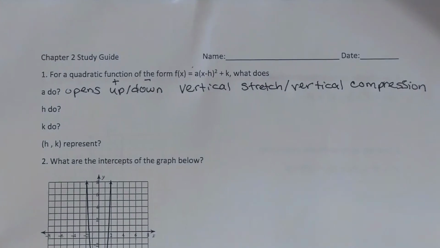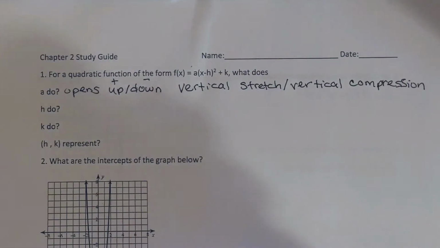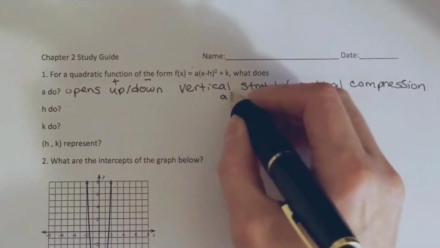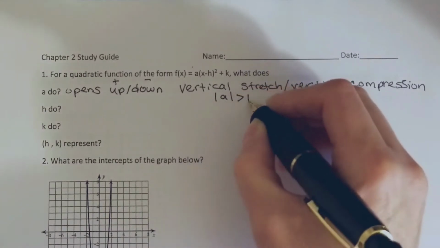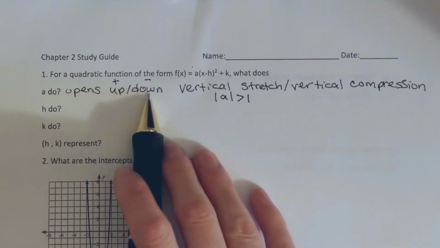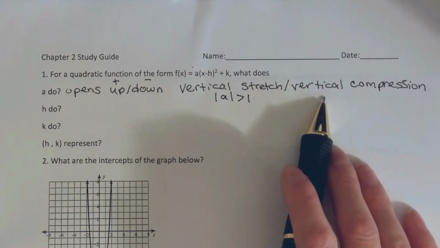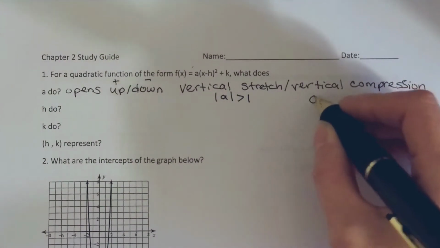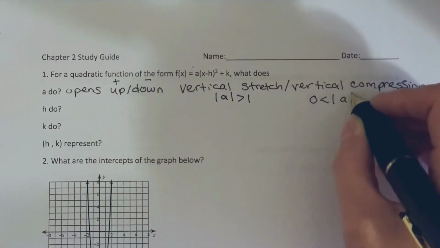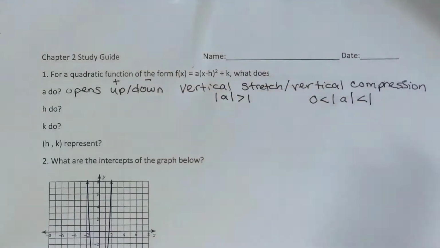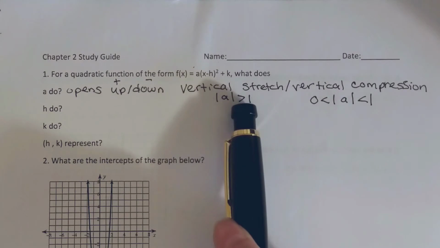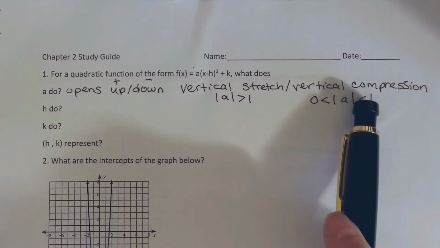So you will have a vertical stretch when the absolute value of a is greater than 1, because the negative would only tell you it opens down. And if it is between 0 and 1, then you have a vertical compression. Vertical stretch meaning the graph would look skinny, vertical compression meaning the graph is going to look wider.